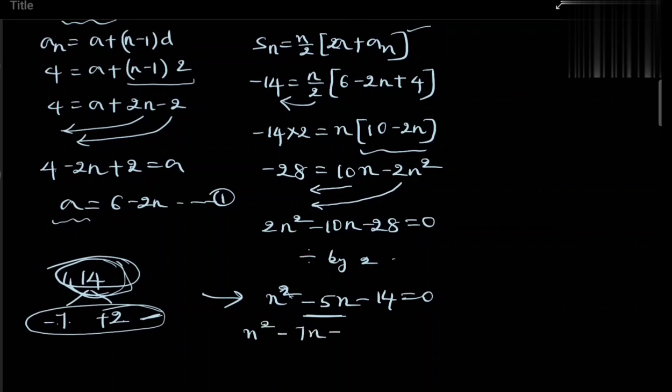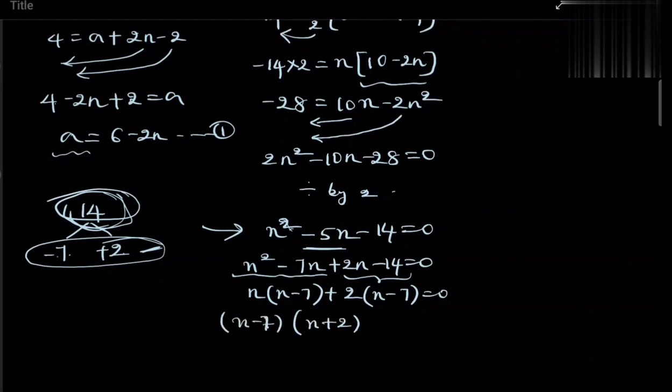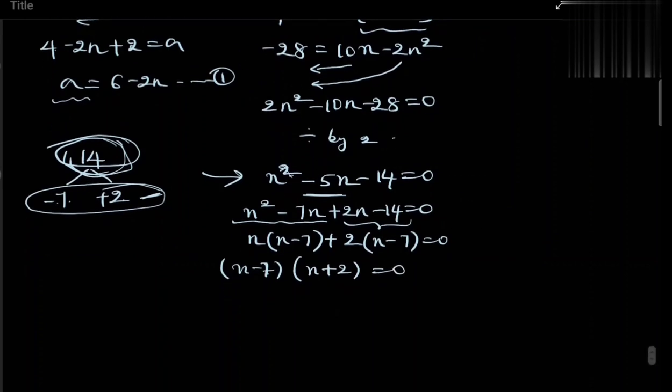So that is n square minus 7n plus 2n minus 14 is equal to 0. So next, n is common for these two terms, so it will become n minus 7, plus 2 is common for these two terms, it will become n minus 7, 2 7s are 14, is equal to 0. From these two terms, take n minus 7 as common. So it will become n plus 2 is equal to 0. So equating to 0, that will become n minus 7 is equal to 0, n plus 2 is equal to 0.